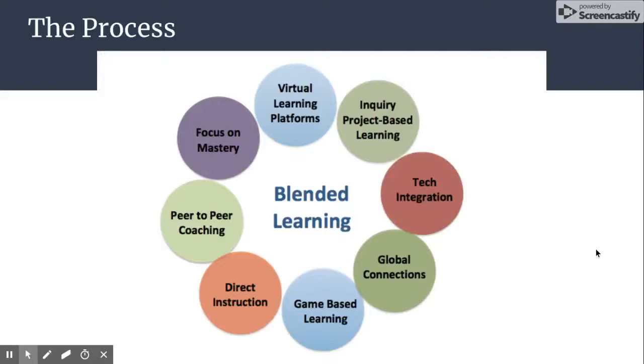The process can be different for everybody. For me, my process, I basically started by talking to our tech coach, getting started with HyperDocs, and then I started setting a plan in place and did 1 unit. I planned the whole thing ahead of time so that I had everything laid out exactly the way I wanted to do it, and I planned for 2 days of blended and 3 days in the classroom.